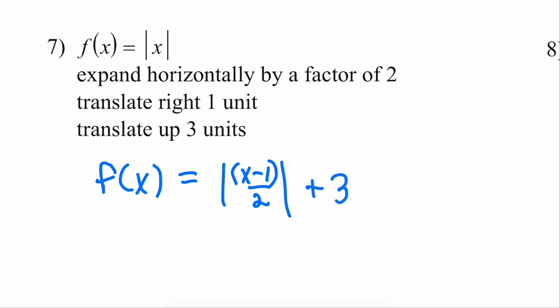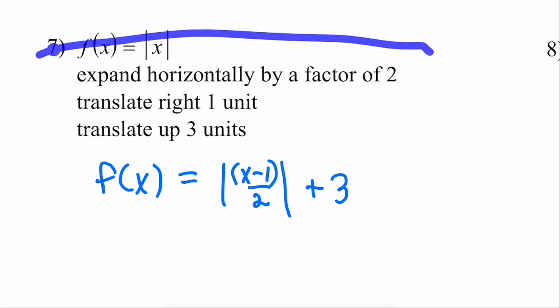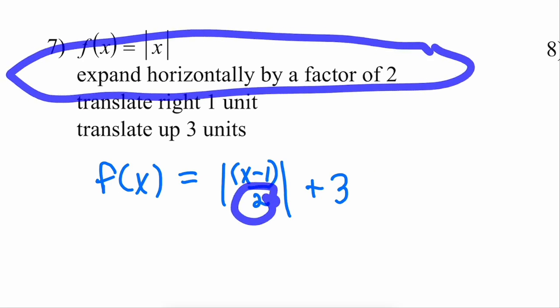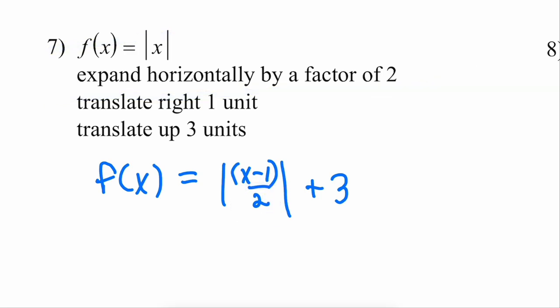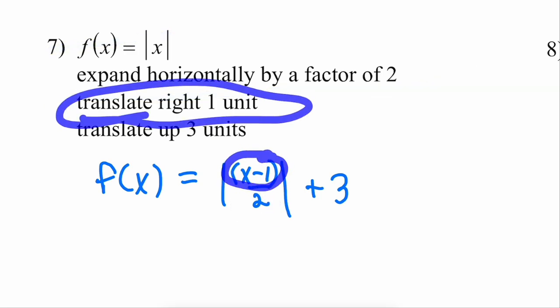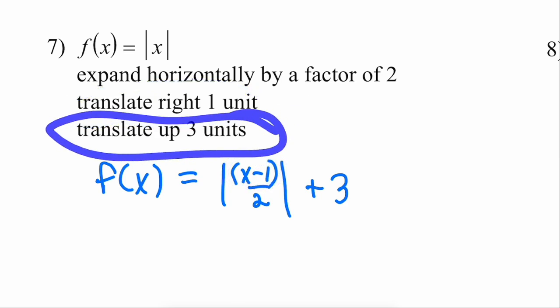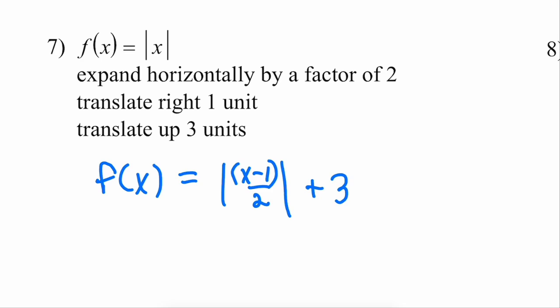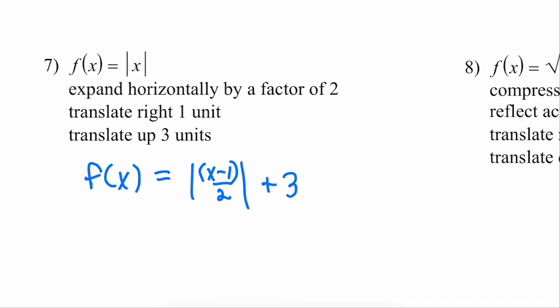Okay, so let's go over that again. If you expand horizontally, you got to divide by whatever you're expanding inside where the x is sitting. Translating to the right, put your x in parentheses and subtract on the inside. Translate up, add on the outside. So that would take our v, expand it out so it looks wider, and move it to the right 1, up 3. You should picture a v doing that in number 7.